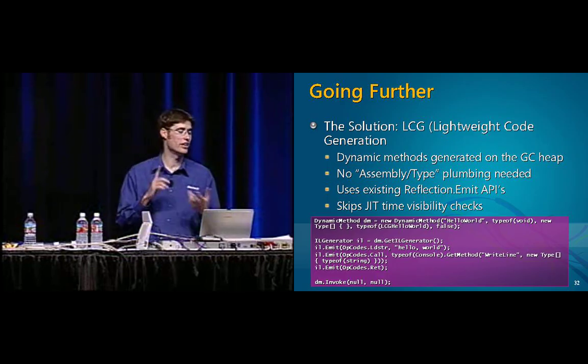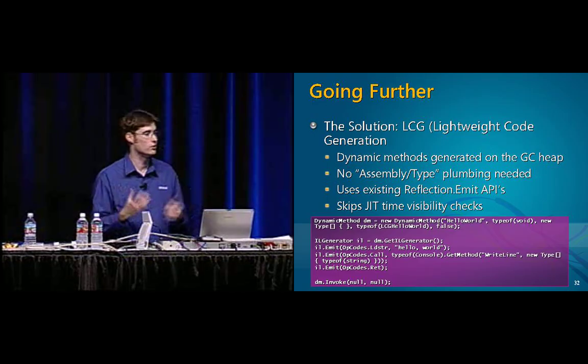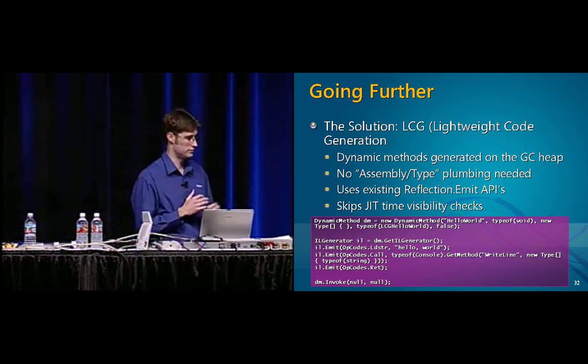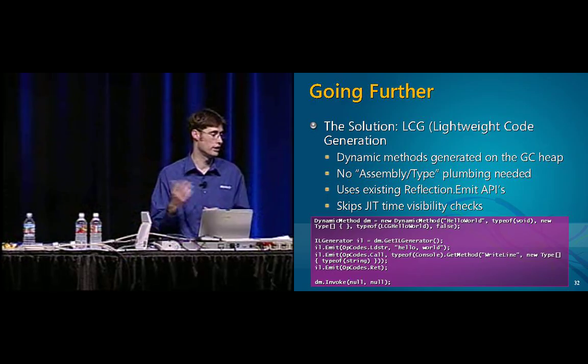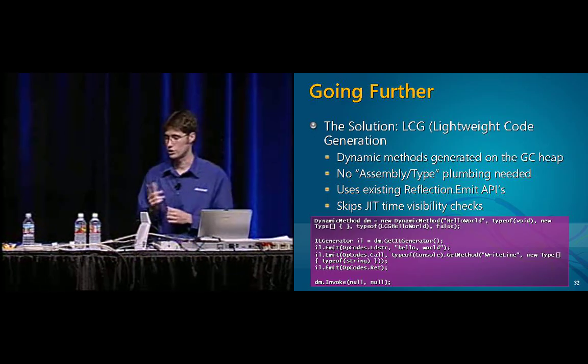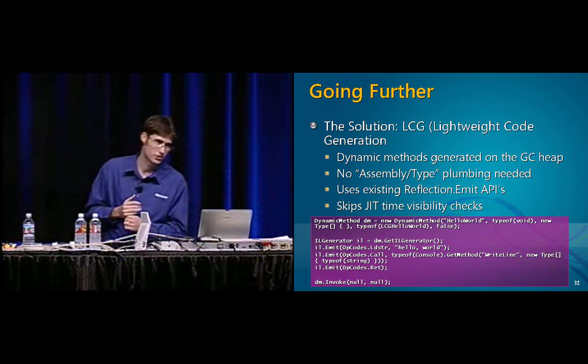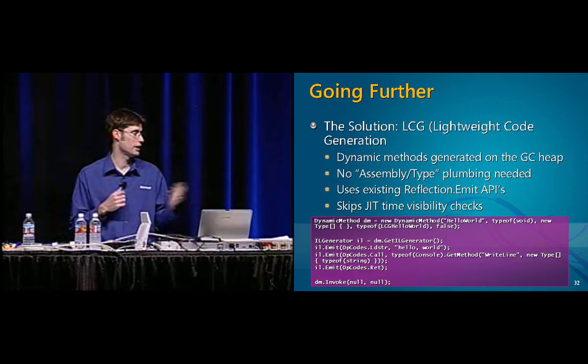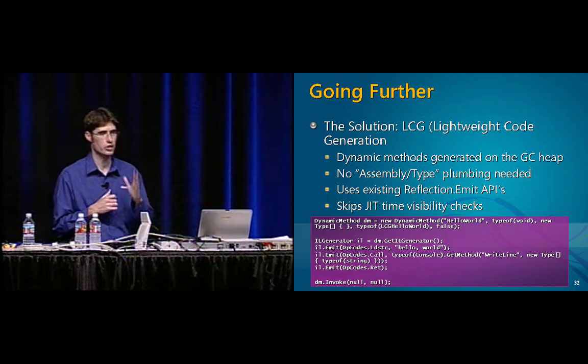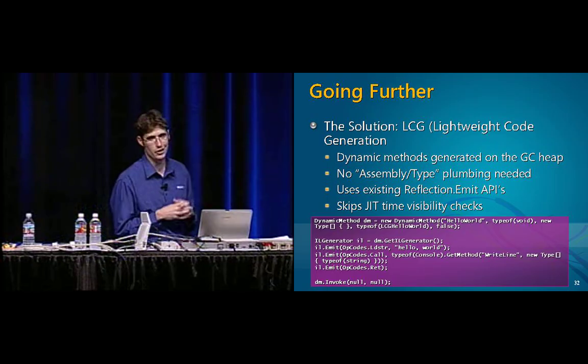You can see it looks a lot like reflection emit. We're using an IL generator. We're using the same emit and opcode structures. Pretty simple stuff. Again, this is going to be shown off in a future talk that we'll show you at the end. The other interesting thing is that dynamic methods, or LCG methods, skip JIT time visibility checks. Okay, so what does that mean?